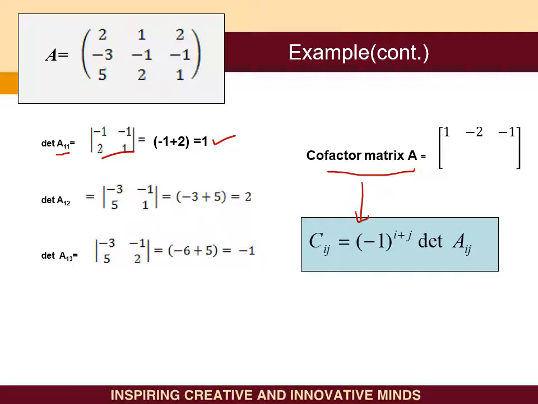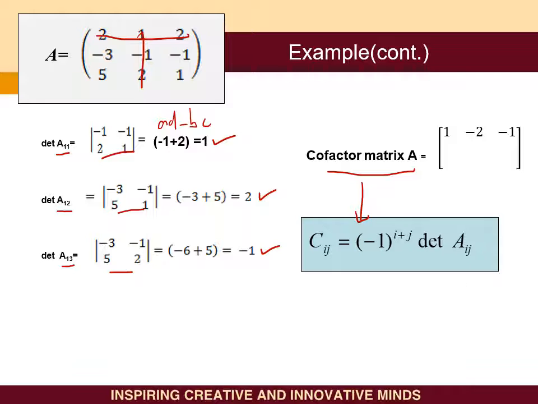For the second one, A12, you will get this value, and with the calculation, you get 2. And then repeat the process for A13. You get this value, you do the calculations, you will get this one. The calculation is AD minus BC. Okay.